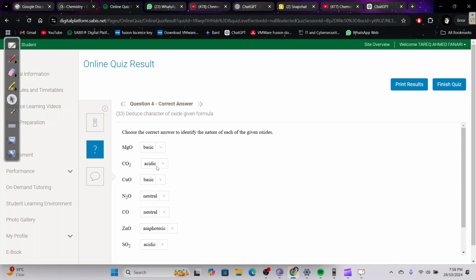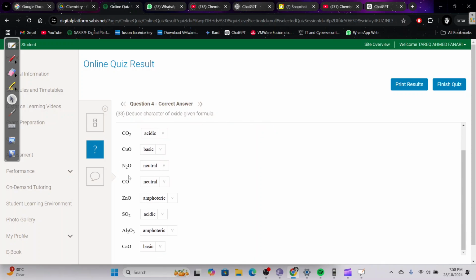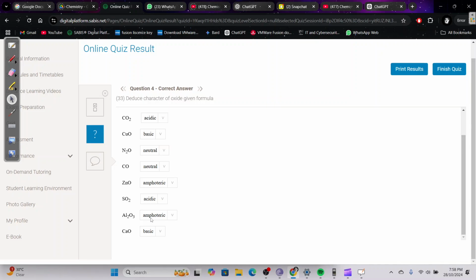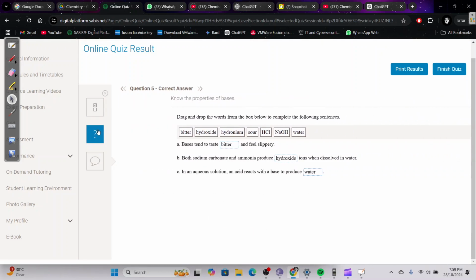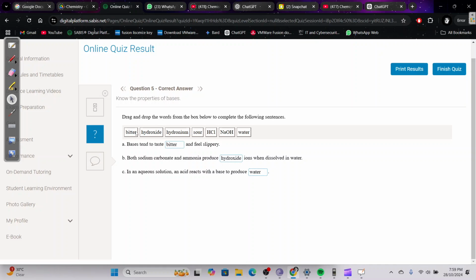Choose the correct answer to identify the nature. MgO is a basic metal oxide. Carbon dioxide, non-metal, so acidic. Copper oxide, again, copper is a metal, so it's going to be basic. N2O is one of our exceptions for the non-metals. It's going to be neutral. Carbon oxide, sorry, carbon monoxide, neutral. Zinc oxide, amphoteric, reacts with both. Sulfur dioxide, acidic, non-metal. Al2O3, amphoteric, it's an exception. And CaO is basic, calcium oxide, that's a metal. So it doesn't belong to any exceptions. Okay. I feel like it's common sense, but I'll go on with it.